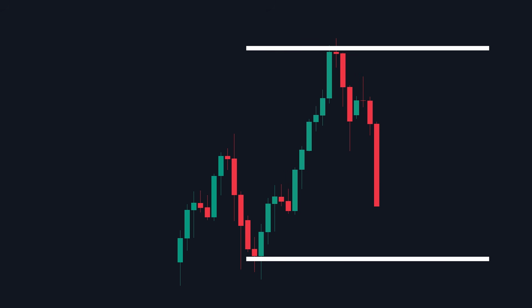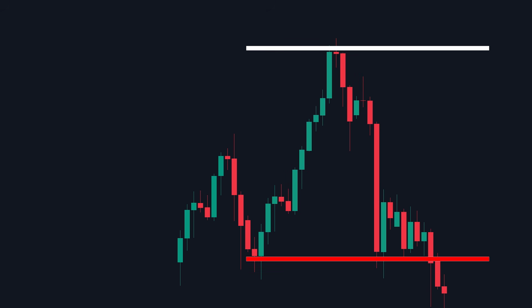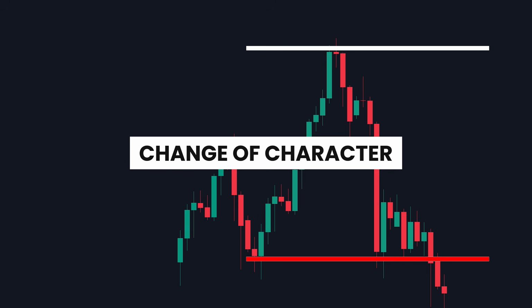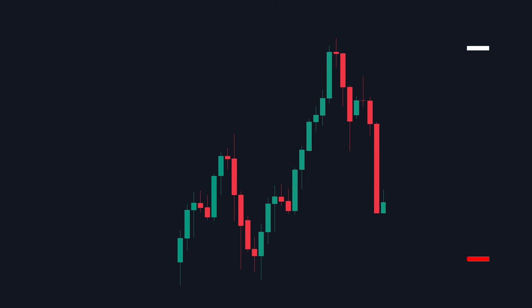If price subsequently breaks this newly generated major low to the downside, it's signaling a potential trend reversal. This shift tells you that price is no longer bullish. We call this a change of character. But here's where many traders get trapped.